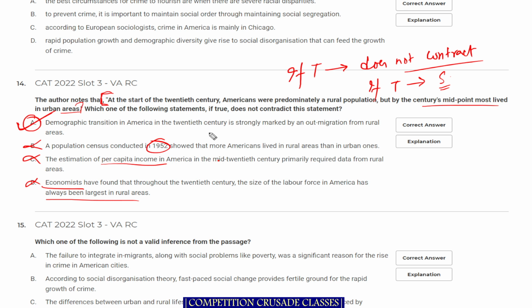Demographic transition in America in the 20th century is strongly marked by an out migration from rural areas. Yeah, this is true and does not contradict the statement, or in other words, it strengthens the statement given to us, right? All right, I'll come back to this question after some time, because I'm not very confident with these economists, since nowhere in the passage have we read about economists. Let's not digress. Let's go into the passage now, rather than the next question.